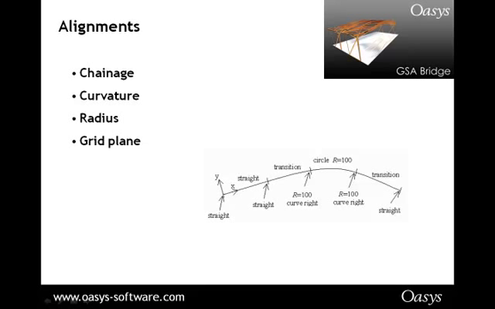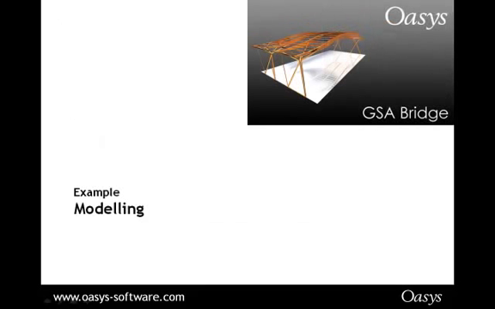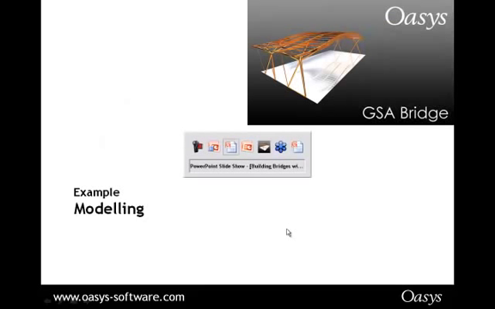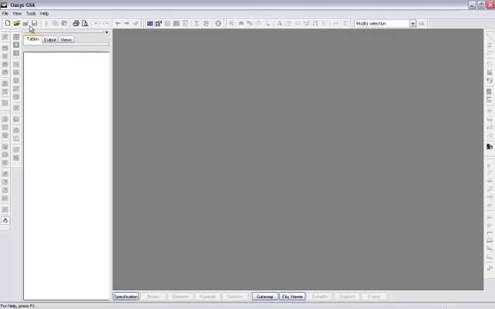An alignment, of course, is a road term, and we can define these alignments in GSA in terms of the chainage from the start point, and that start point is the 0 of the grid plane, and then there's the curvatures and the radiuses, because being a road, you need to have curves and transitions between them too, and you can define all these in GSA. So let's have a look at that. Let me hop over to GSA.